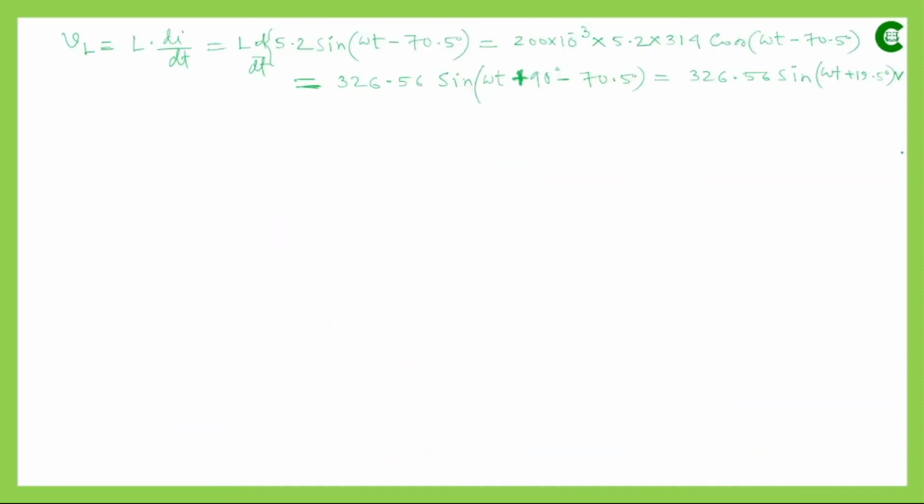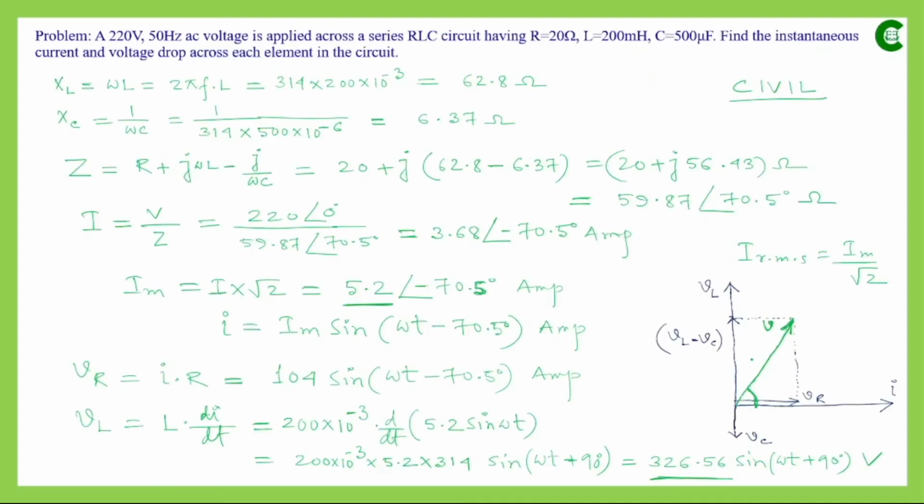So here the phase angle 19.5 degree is not between voltage and corresponding current, rather this phase angle 19.5 degree is between the voltage drop across the inductor and the total voltage V. That means here this measures 19.5 degree. So when I took voltage as a reference and then I expressed the voltage across the inductor, the phase difference was 19.5. This is between the total voltage and the voltage drop across the inductor.